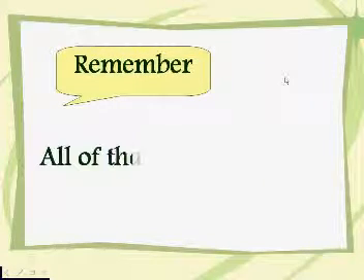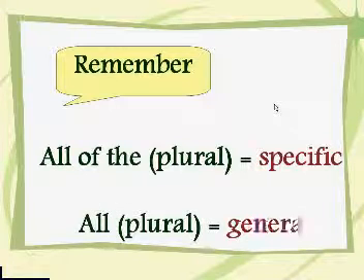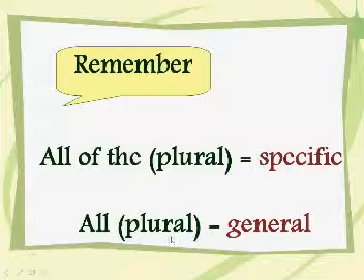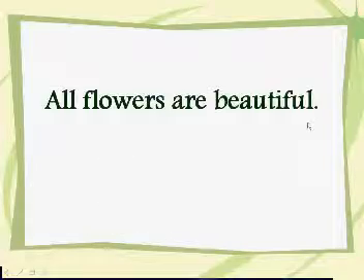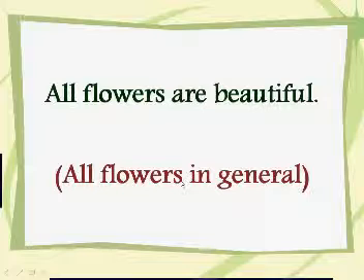So remember, all of that is always followed by a plural form, and it means something specific, something particular. You are referring to something particular. But if I say all plus plural without of that, it refers to something general. It will make sense if you have an example. If you say all flowers are beautiful, what does this mean? This means you're talking about flowers generally. You're talking about all flowers, nothing specific, nothing particular. So, yeah, all flowers in general.